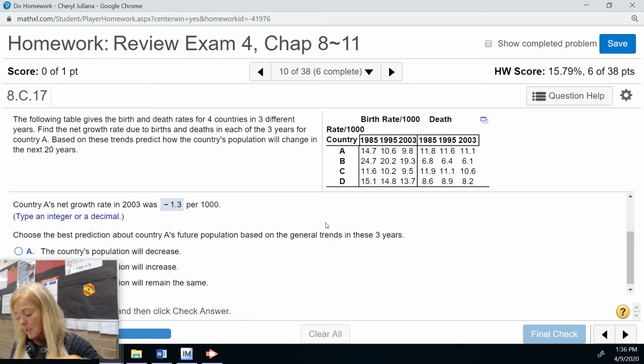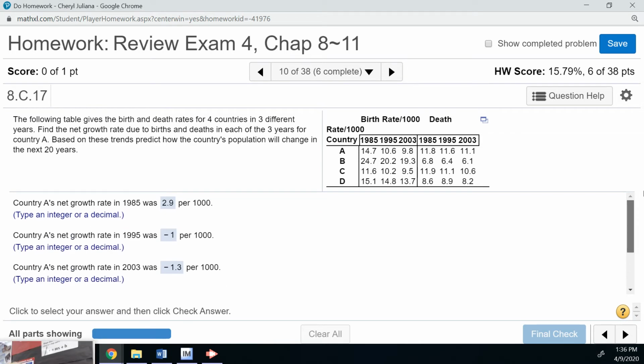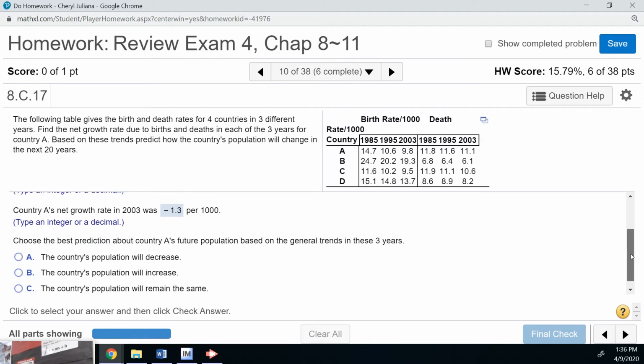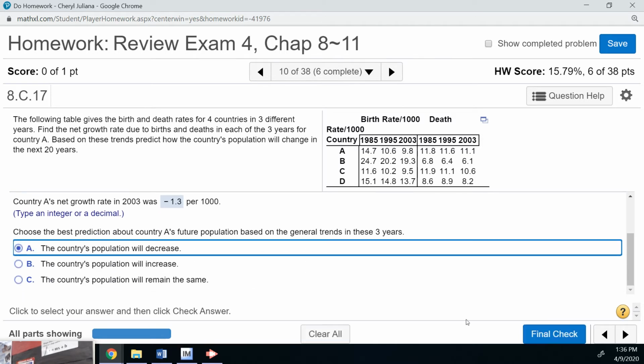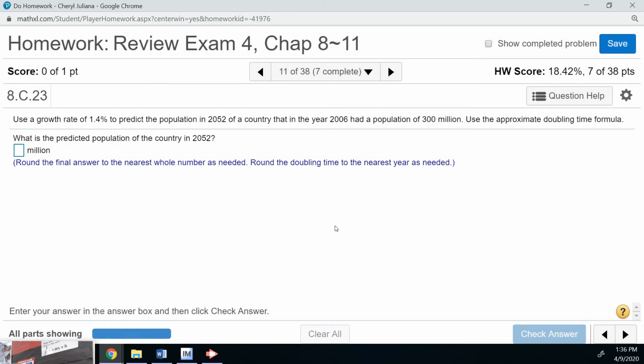Okay. So then it says, will it increase or decrease? Well, based on our numbers, and we have to go back scrolling through and check on them. We had a 2.9, which was quite a bit of growth up to 1985. 1995, we had a -1, so it was a drop in growth rate, and then a -1.3, another drop. So it's decreasing, isn't it? So population will be decreasing. All right. What are we doing next?